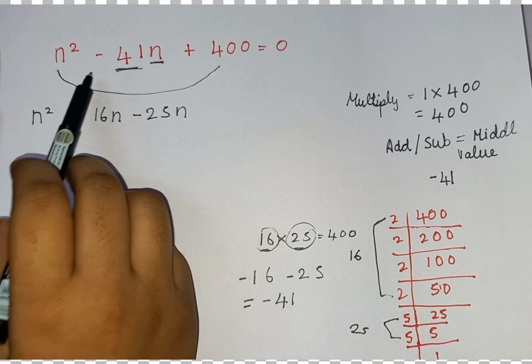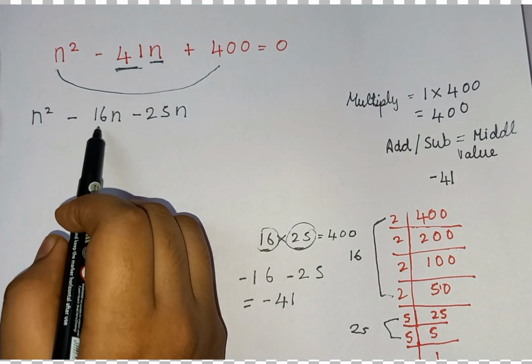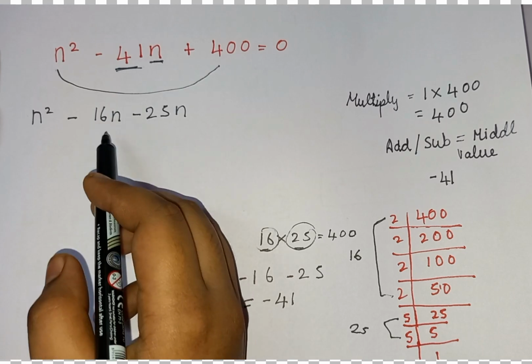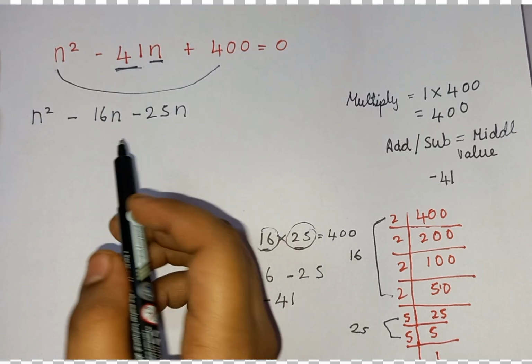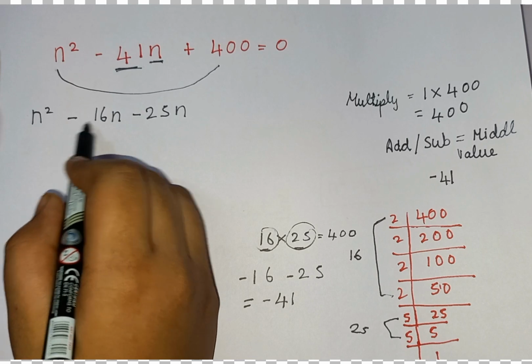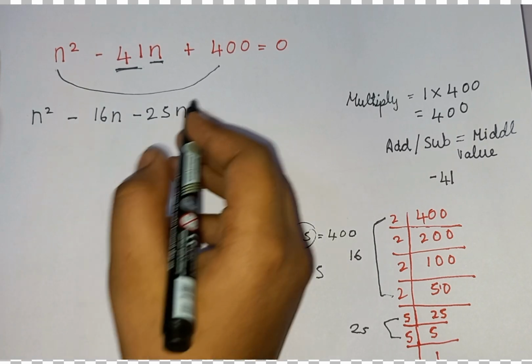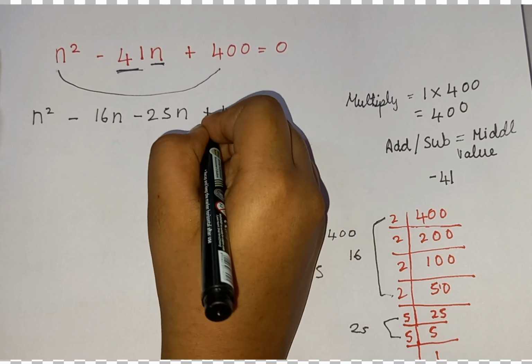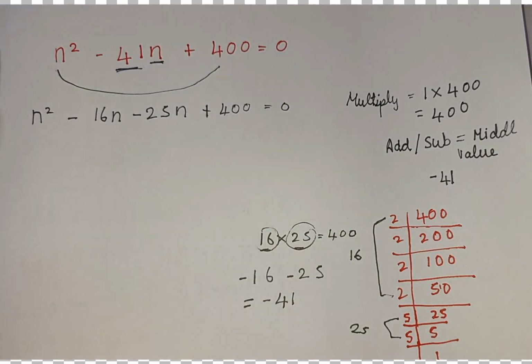So instead of writing minus 41, we can actually write it like this. This is how we solve a quadratic equation. So now you know how to solve it. Now I just wrote minus 16n, minus 25n and plus 400 as it is, and then is equal to 0. Now let us solve them.